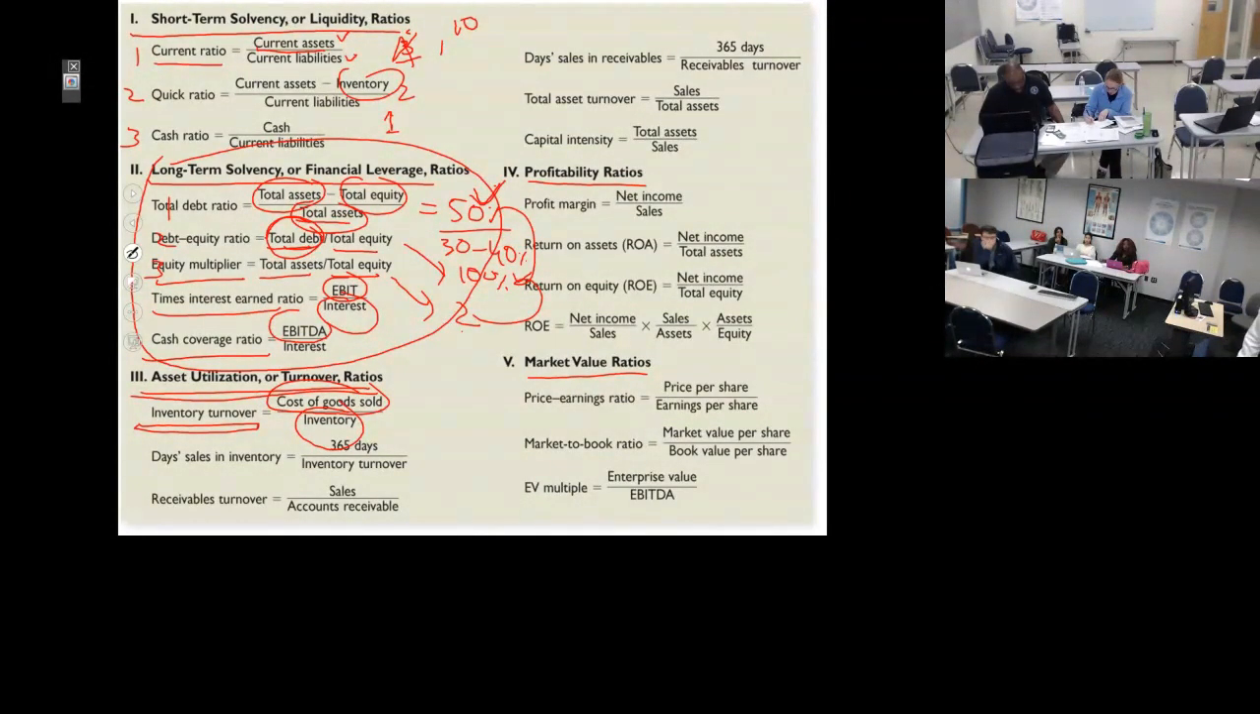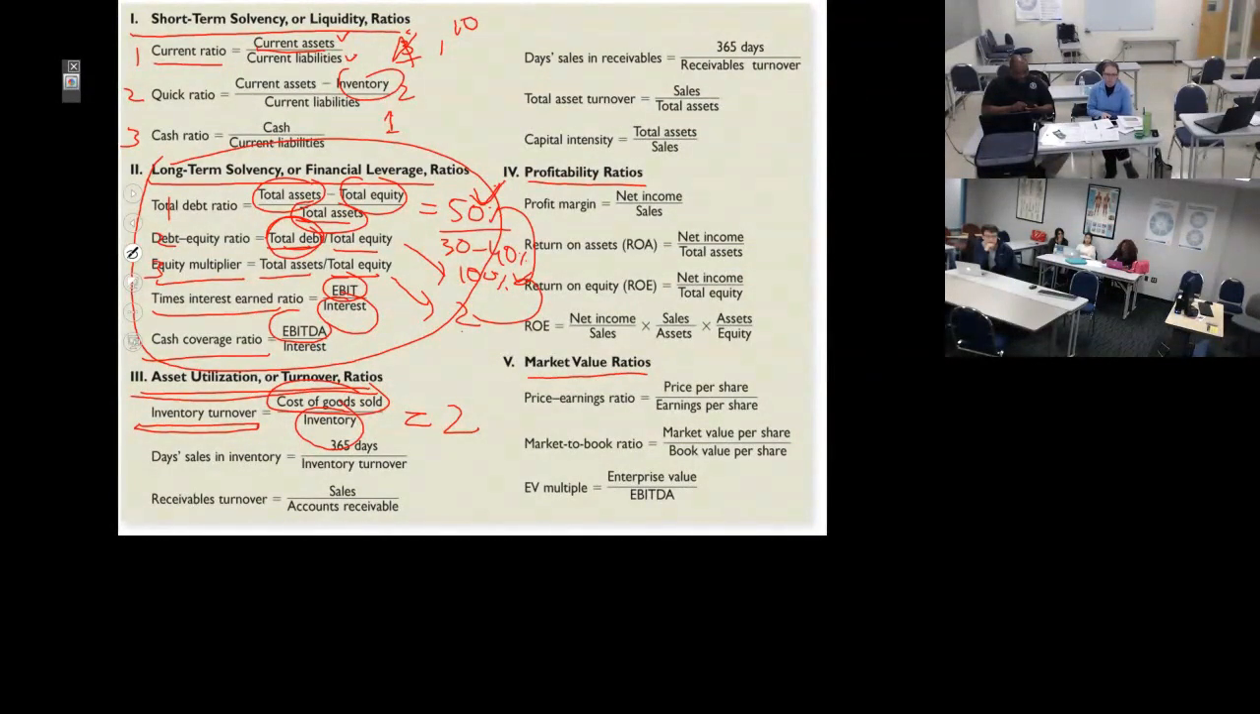Suppose that this number is 2. Cost of goods sold divided by the inventory is 2. What does that mean? Simply, the cost of goods sold is twice the inventory balance.